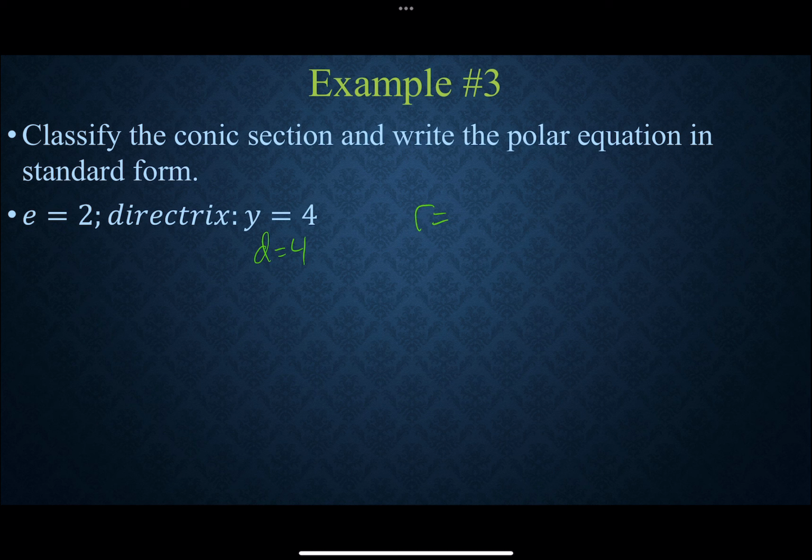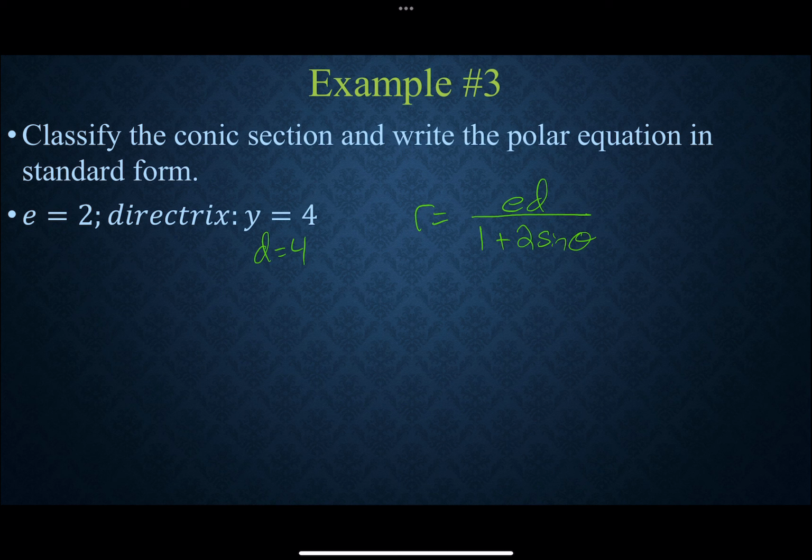So our equation is going to be r equals, ED is always the numerator, and the denominator is going to depend entirely on the directrix information. It's always going to be a 1. Now, whether it's positive or negative is based on whether the directrix is positive or negative. So the directrix is a positive 4 here, so it's going to be a plus our E value of 2. And then because it's y equals, it's going to be sine theta.